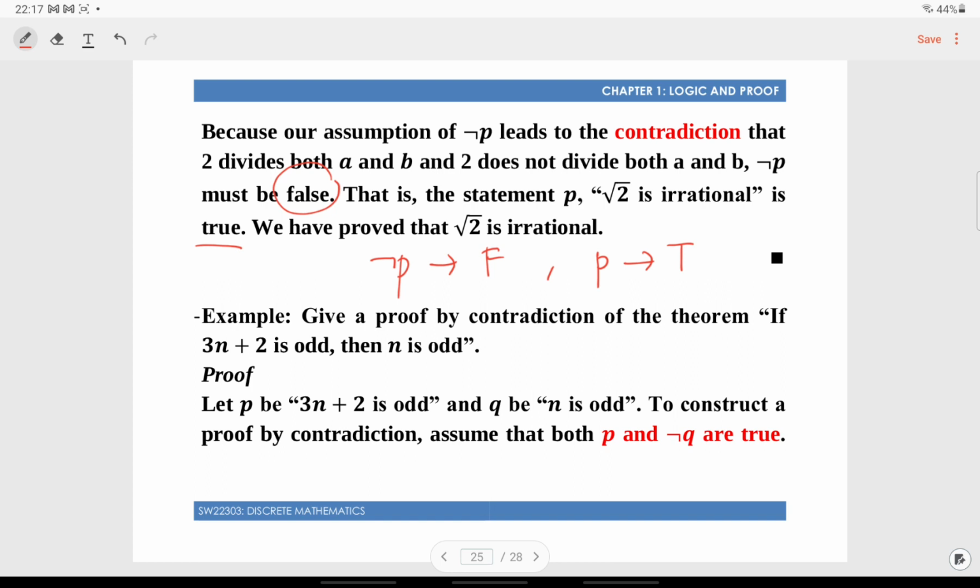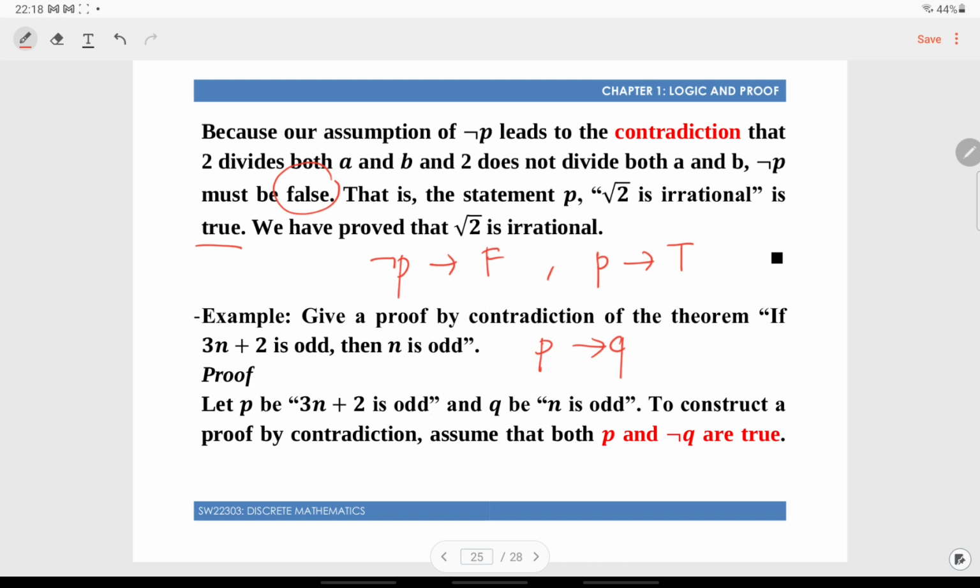Okay, we consider another example. Give a proof by contradiction of the following theorem: if 3n plus 2 is odd, then n is odd. Let's see how to prove this theorem. Because we have a conditional statement, if p then q, the statement p is 3n plus 2 is odd, and the statement q is n is odd.